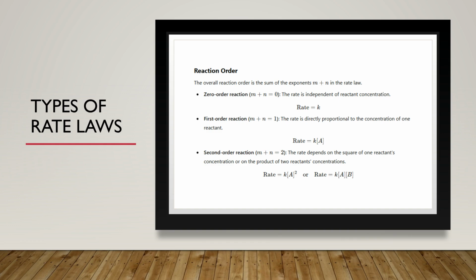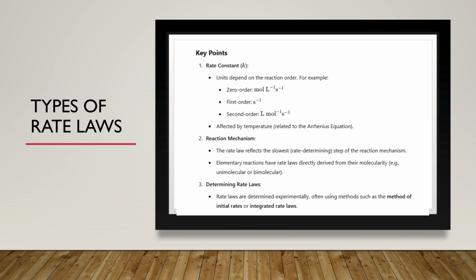We define zero order, first order, and second order reactions based on these exponents and show their respective rate law equations. Key points on rate laws include: the units of the rate constant depend on the reaction order, the rate law reflects the rate determining step, and rate laws are determined experimentally using initial rates or integrated rate laws.